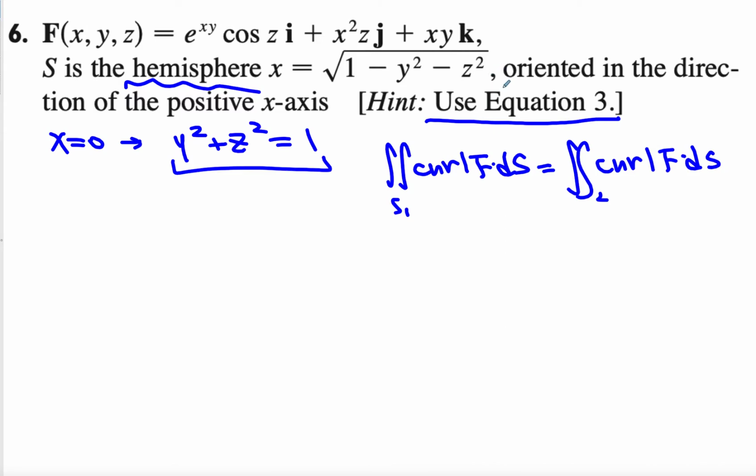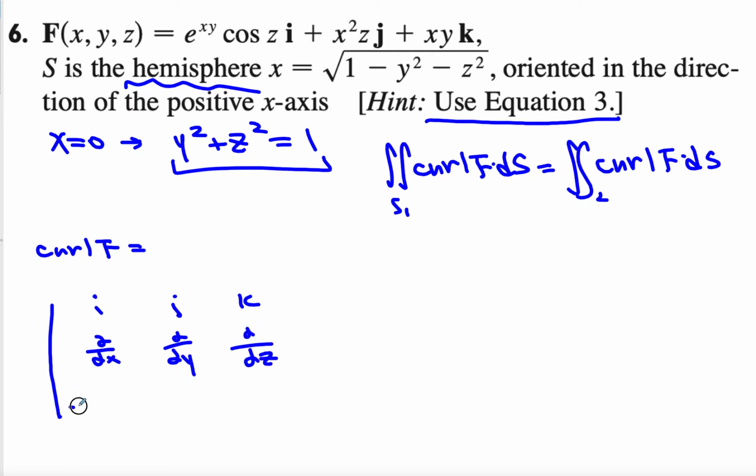So what I want you to do at this point, knowing that, one thing we get to realize is we need to find the curl first. To find the curl, based upon this one, we have the determinant with dz, and the first one is e to the xy cosine z, and x squared z, and xy.